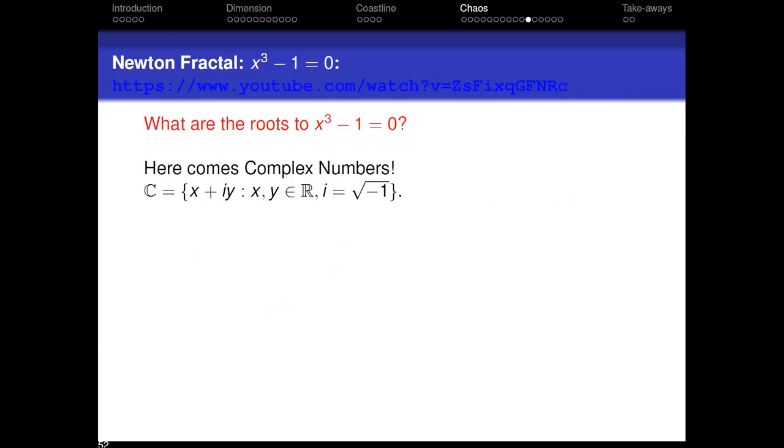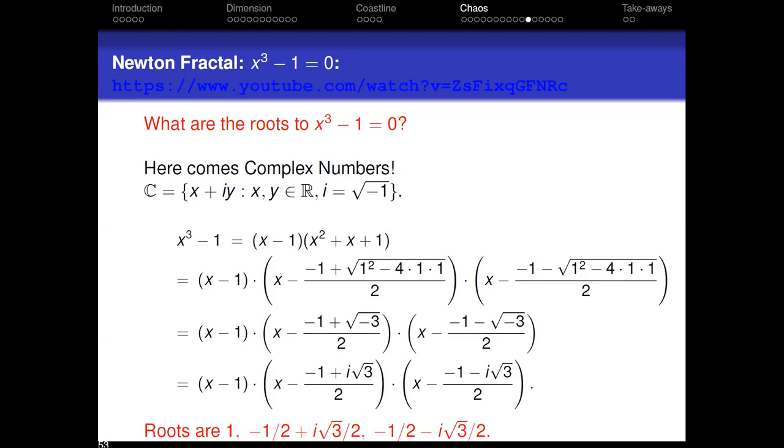All right, let's move things to the complex plane. So let's look at x cubed minus 1 equals 0. So complex numbers, so i is the square root of negative 1. And so it turns out you can do polynomial long division. So if you remember this, we know that if I take x equals 1, 1 cubed minus 1 equals 0, so I can see a root.